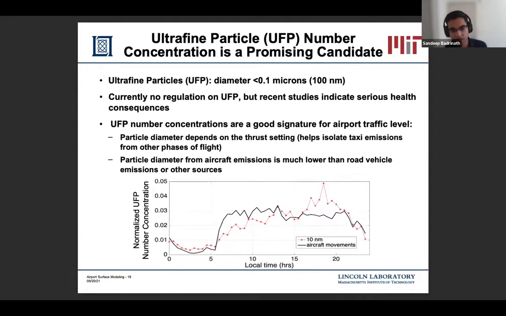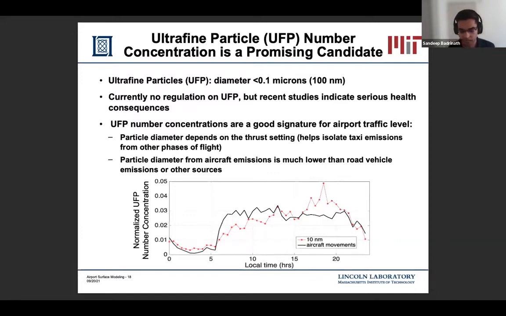The other interesting things about ultrafine particle number concentrations are listed here. The particle diameter depends on the thrust setting, so this helps us isolate taxi emissions from other phases of flight. Also, the particle diameter for aircraft emissions is much lower than for vehicular traffic emissions. So we can isolate other background sources such as vehicular traffic and just analyze the emissions from airport and aviation sources. So this is great. Now we can correlate a particular pollutant concentration with the aviation traffic.